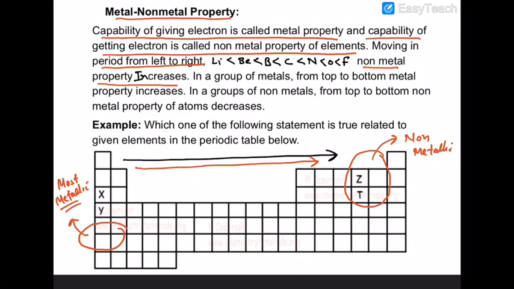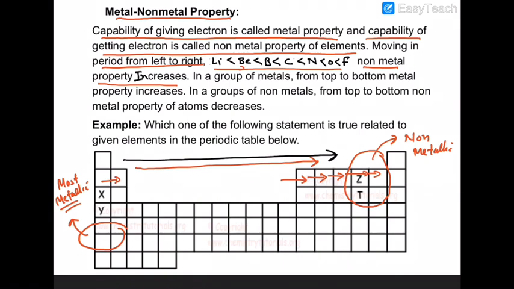If you go from lithium to beryllium, then beryllium to boron, then boron to carbon, then carbon to nitrogen, then nitrogen to oxygen, then oxygen to fluorine, here you can see what will happen. Non-metallic property, the tendency to accept electrons, increases.